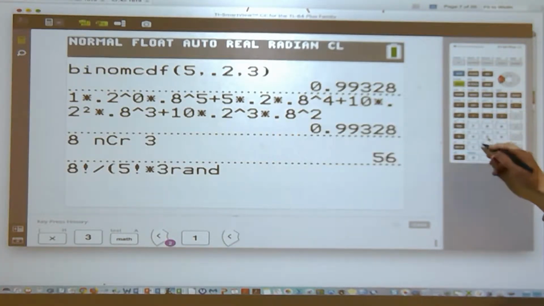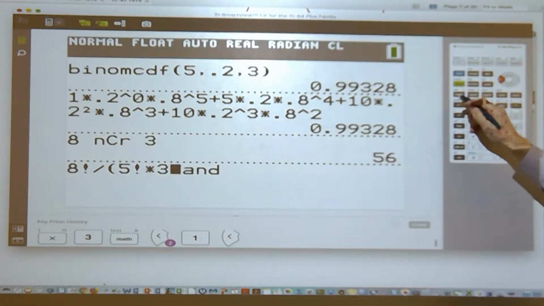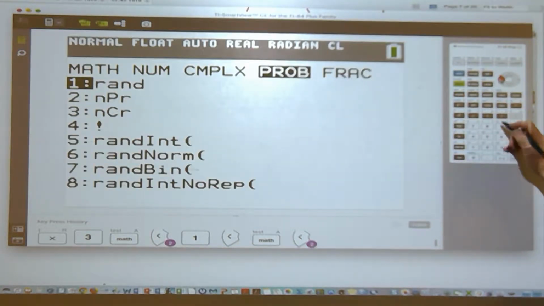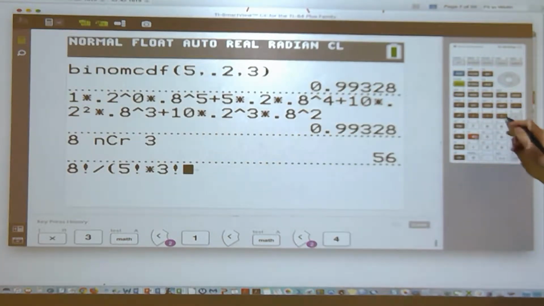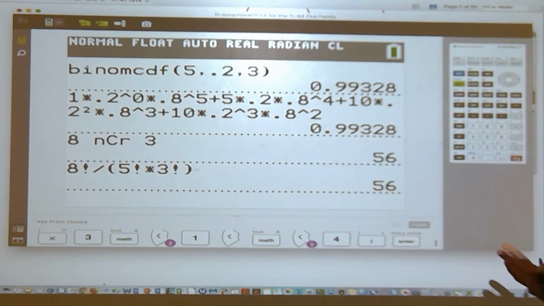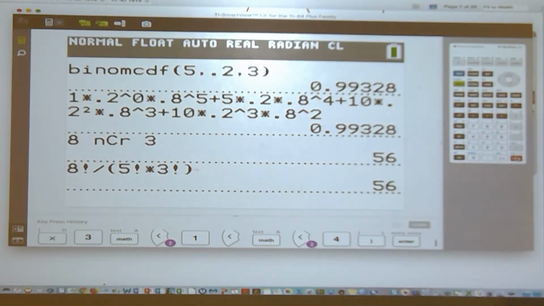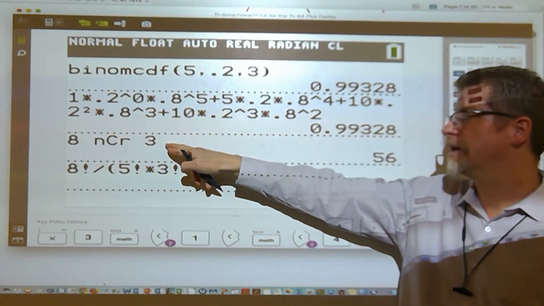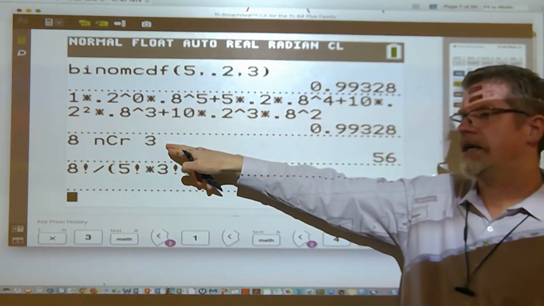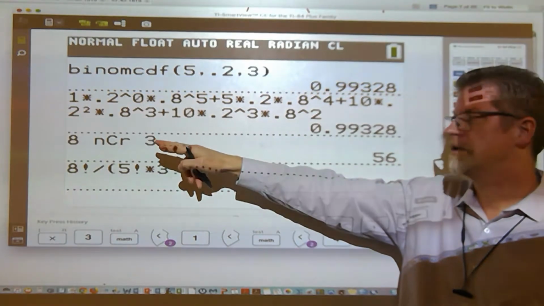You can get pretty fast at it. Except I just messed it up. So math, yeah, you can get really fast. Watch me. This should also give us 56. It does. So I think the fastest way to do that would be just using the nCr command. If you want to find the 4th number in row 8 of Pascal's triangle, just type 8 nCr 4 minus 1, or 8 nCr 3.